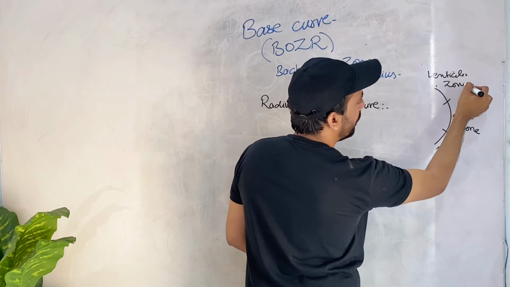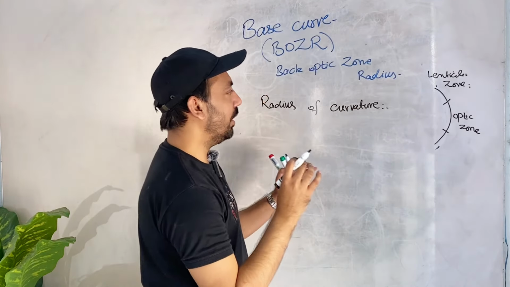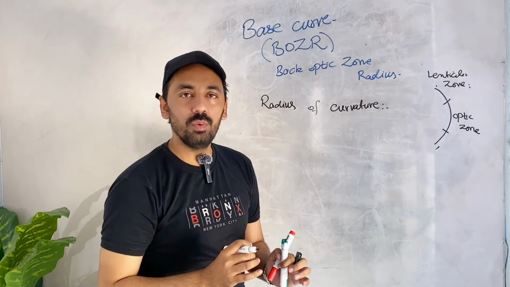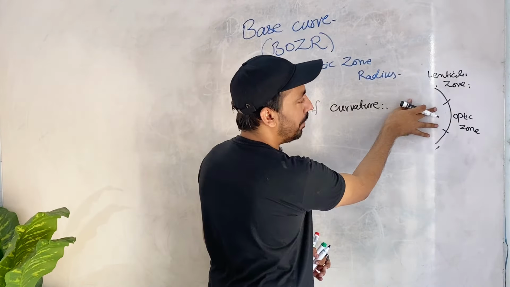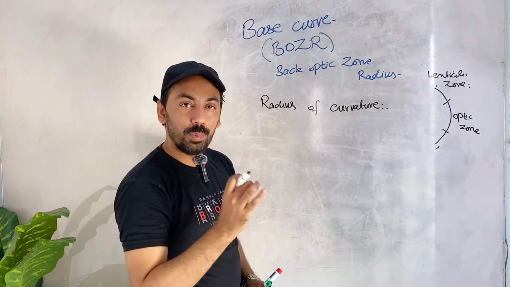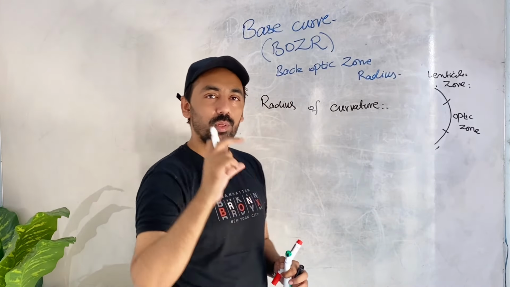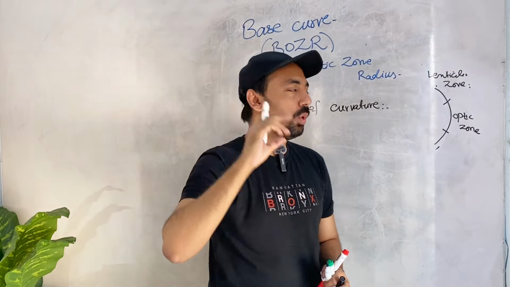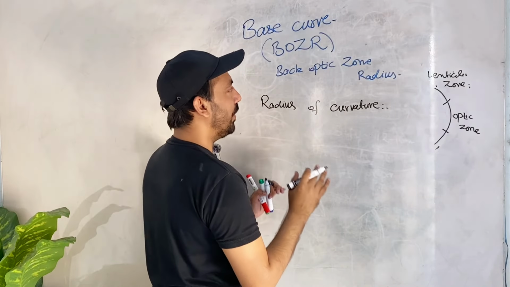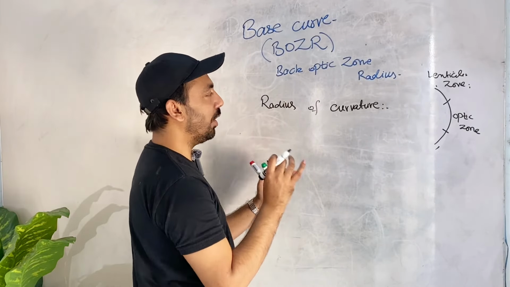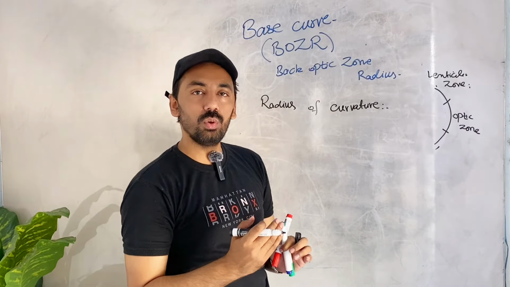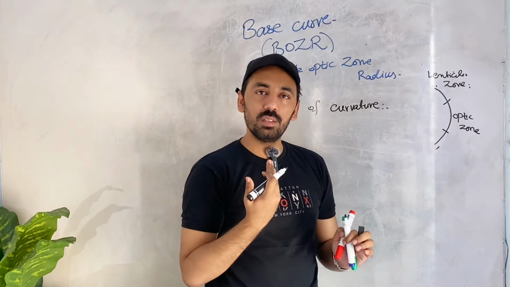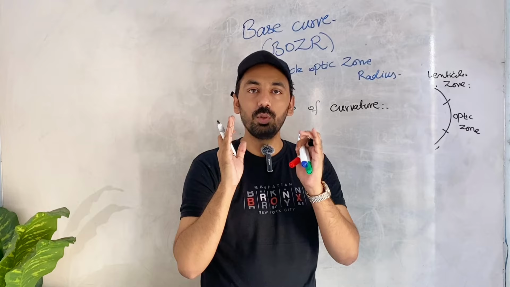The lenticular zone, right? When we study the base curve, we will actually talk about the central part of the contact lens, the optic zone. What is the optic zone? Optic zone means the central part. We have discussed that when we discuss the base curve, we will talk about the central zone, the optic zone, and which part of it, either the frontal part or the posterior part. We will discuss the posterior part.